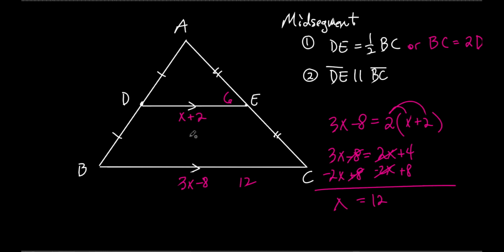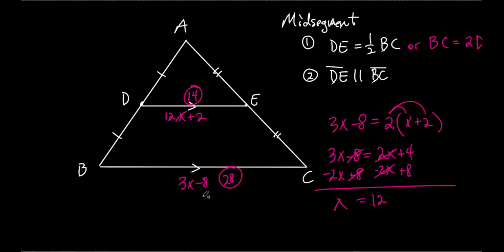What's the mid-segment then? x was what? x is 12. So what's the mid-segment? It's 12 plus 2, right? It's x plus 2. Everybody see that? Look, so x is 12. So I replace that x with what? 12. What's 12 plus 2? It's 14. So if this is 14, what's BC? Can't double 14? It's 28. All right? So that's 28 and that's 14.